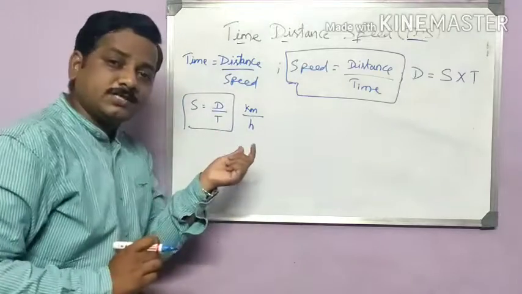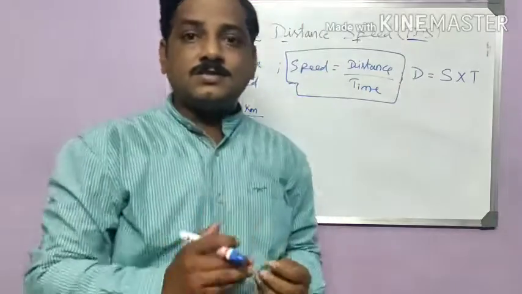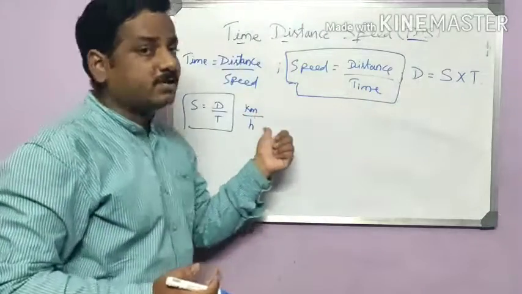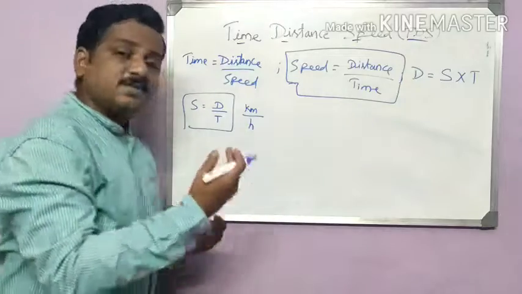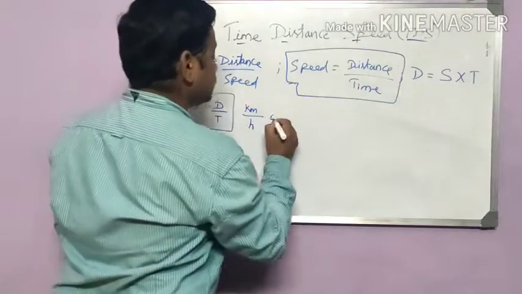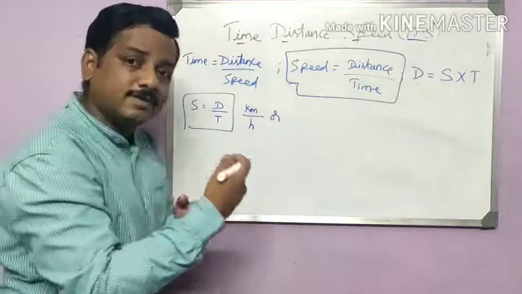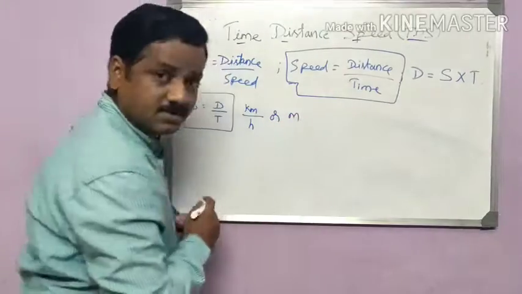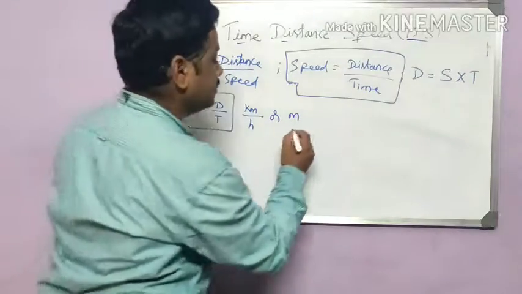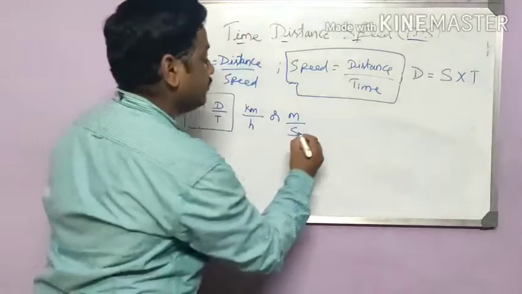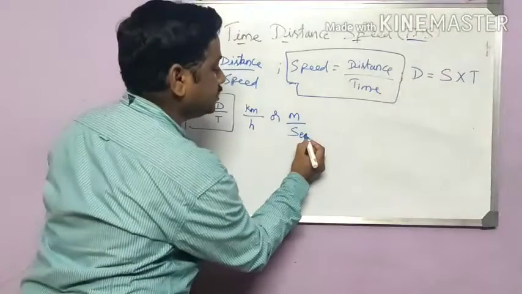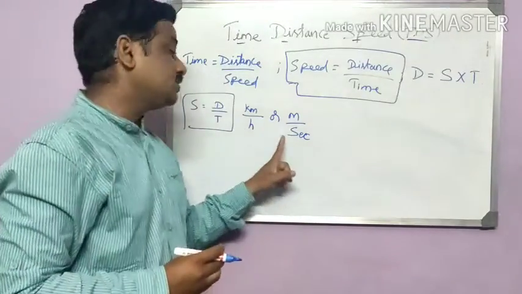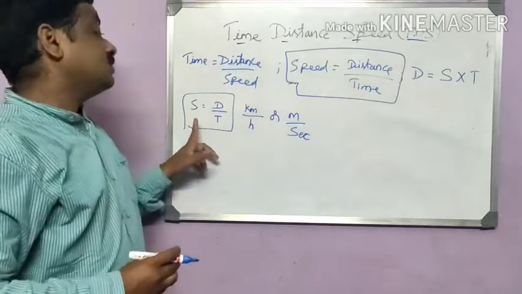But we consider this as a larger unit, in terms of kilometer per hour. But we can also have a smaller unit. Smaller unit in the sense, distance can also be given in meters and time can also be given in seconds. So meter per second is the smaller unit, and this is the larger unit of speed.